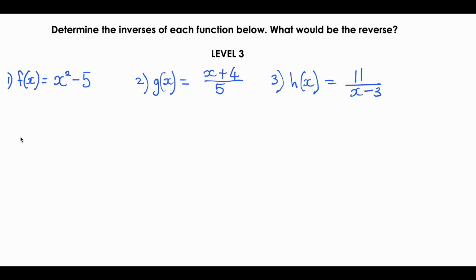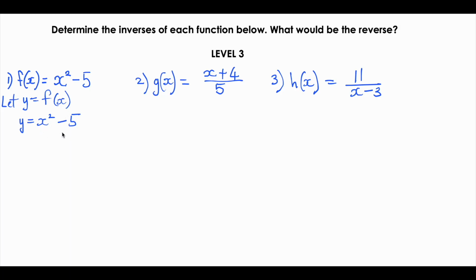So what we're going to do is go through this process and see how we can solve this. For instance, in this case here, we do the same thing. We want to calculate the inverse. So we say f inverse would be, we start off with y equal f of x. We want to let y equal f of x. So then the next thing is y is equal to x squared minus 5.